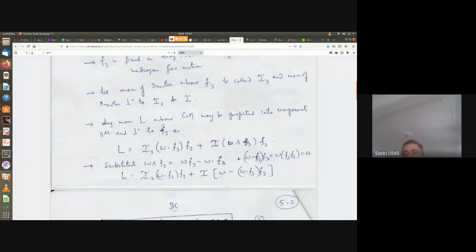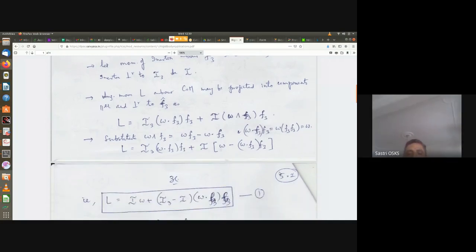So that's what I'm doing here: omega minus omega dot F3 times F3. Along with this, we also use that omega F3 times F3 will be equal to omega F3 F3, and F3 squared will be 1, so it will be equal to omega. Remember this. If you use that, you will get omega dot F3 times F3 plus this. If you carefully watch, I have I omega here, and then I3 minus I times omega dot F3 times F3.